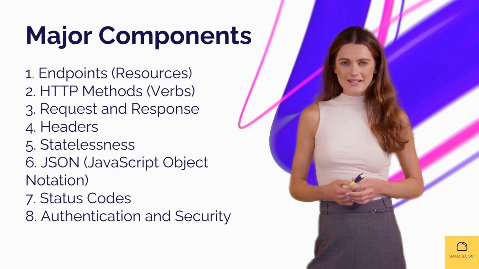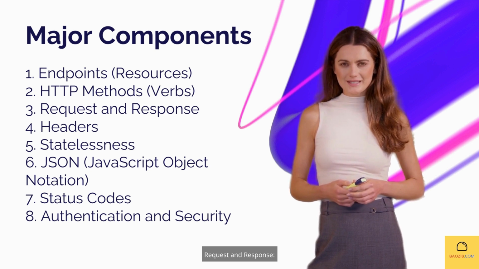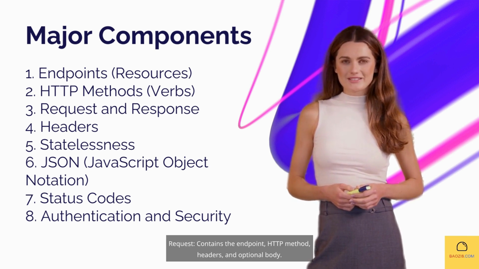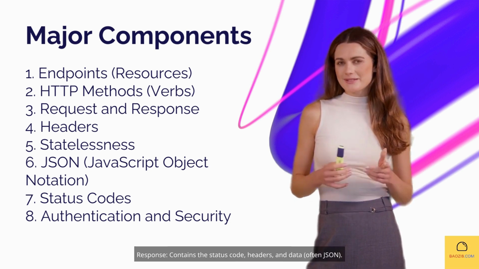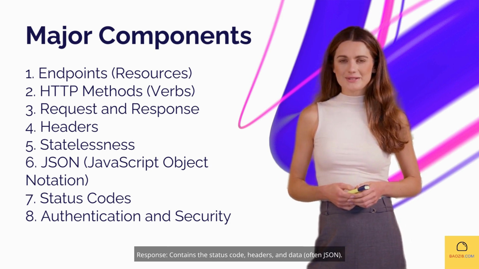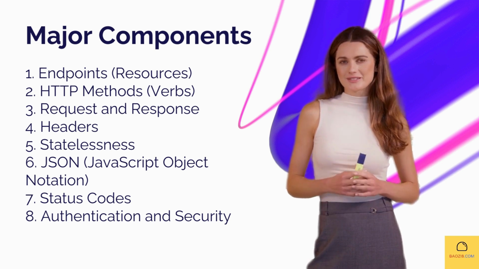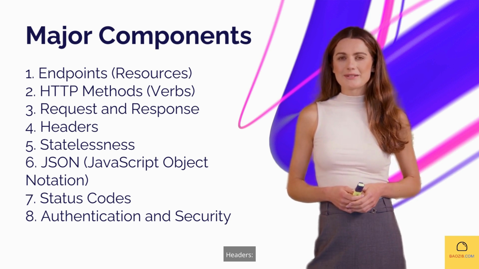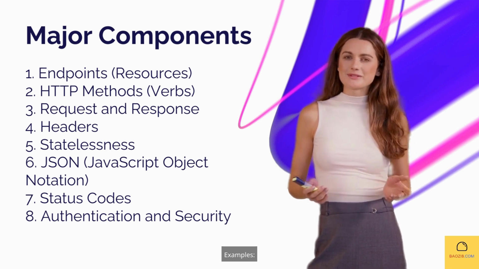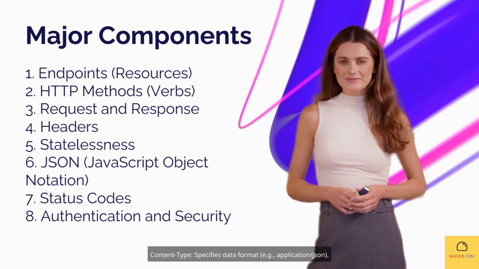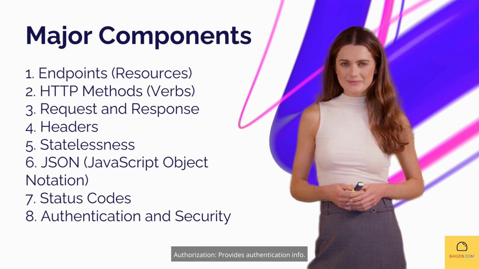3. Request and response. Request contains the endpoint, HTTP method, headers, and optional body. Response contains the status code, headers, and data, often JSON. 4. Headers. Metadata for requests and responses. Examples. Content-Type specifies data format, e.g., application/JSON.